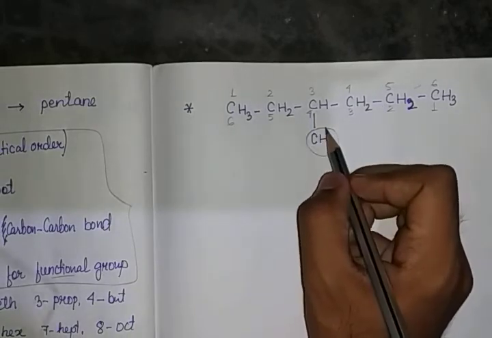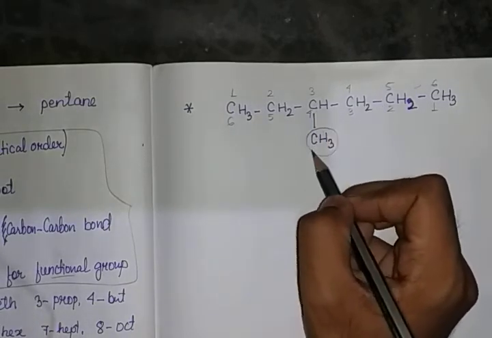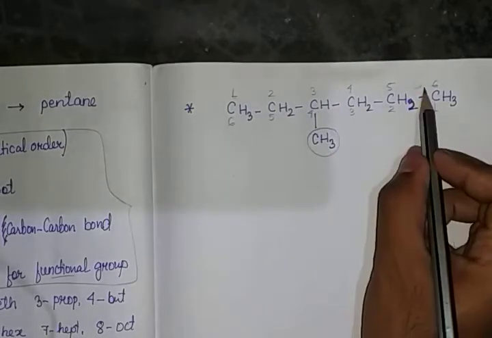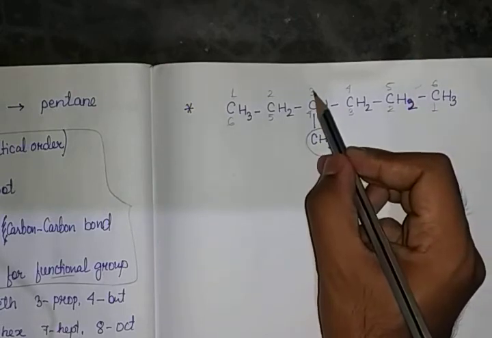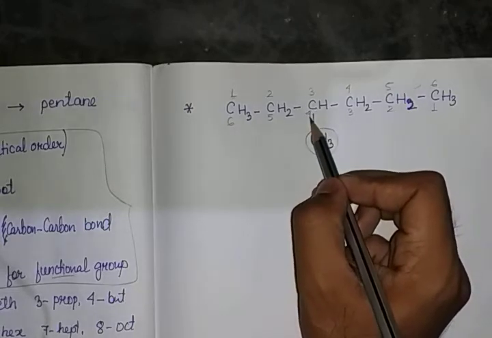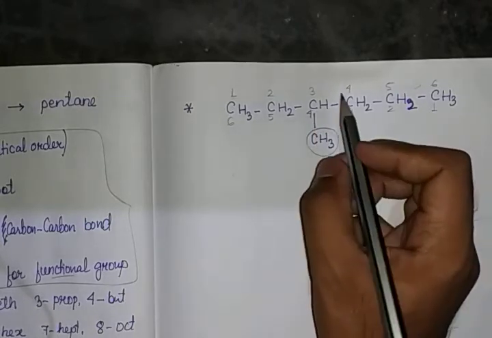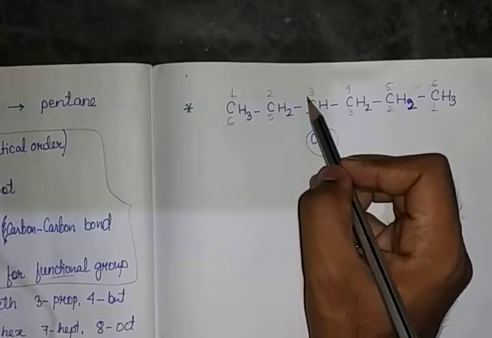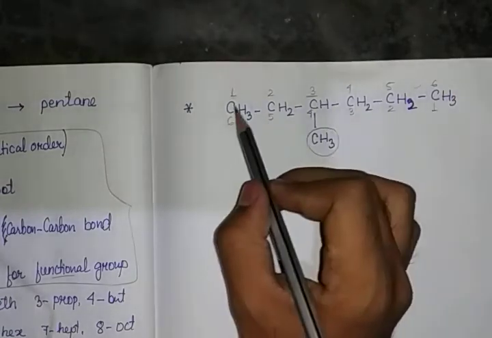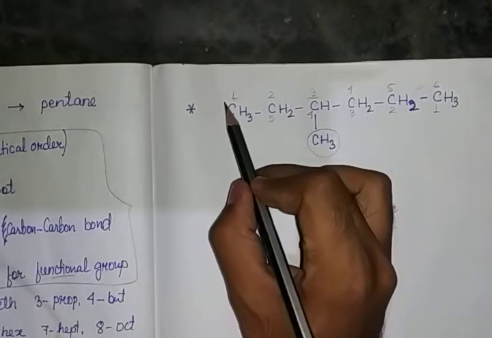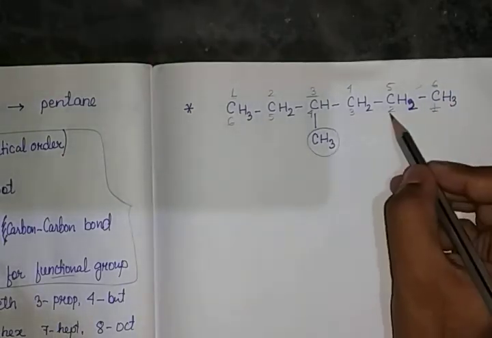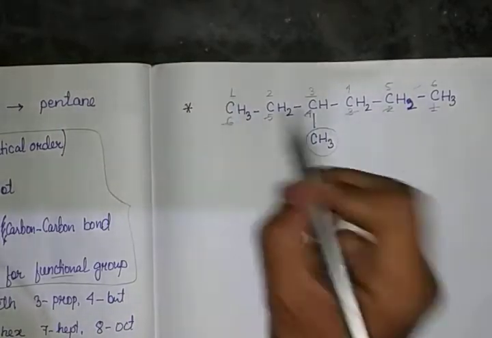So here now we have to check what is the position for this CH3 group. If we are looking from left to right, this is at the 3rd position. If we are looking from right to left, it is present at the 4th position. We will have to consider that position where it is getting the lesser number. So while writing the IUPAC nomenclature, we will be considering the numbering from left to right and not from right to left. It means this number won't be considered.